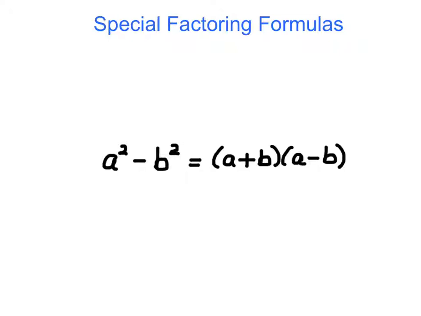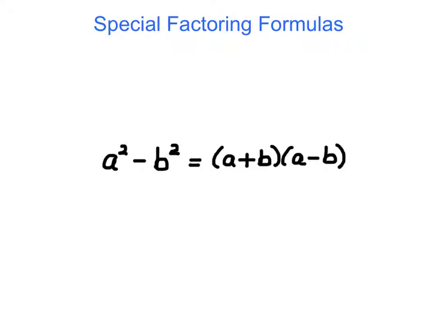we know that it will factor into the product of two conjugate binomials, such that the first term of these conjugate binomials is the square root of the first term of our original expression, and the second term of the conjugate binomials is equal to the square root of the second term from our original expression.